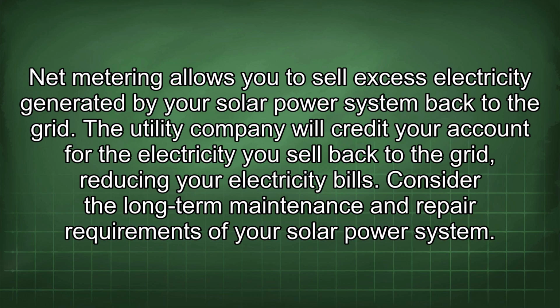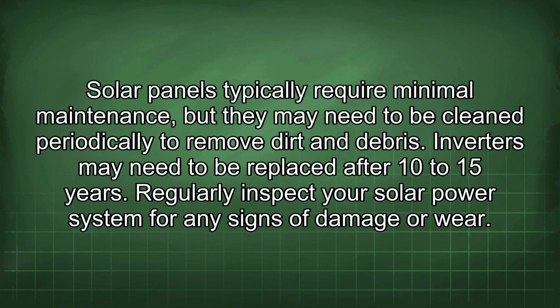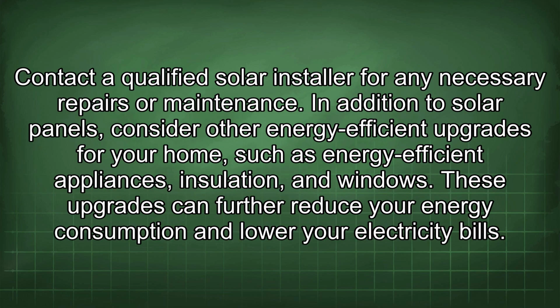Consider the long-term maintenance and repair requirements of your solar power system. Solar panels typically require minimal maintenance, but they may need to be cleaned periodically to remove dirt and debris. Inverters may need to be replaced after 10 to 15 years. Regularly inspect your solar power system for any signs of damage or wear. Contact a qualified solar installer for any necessary repairs or maintenance.